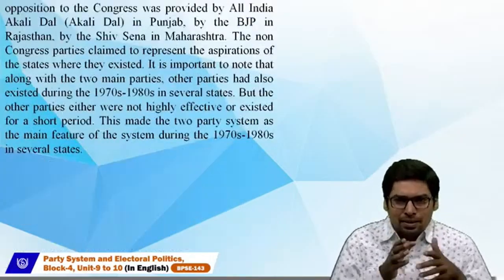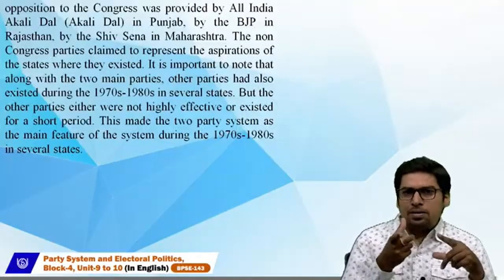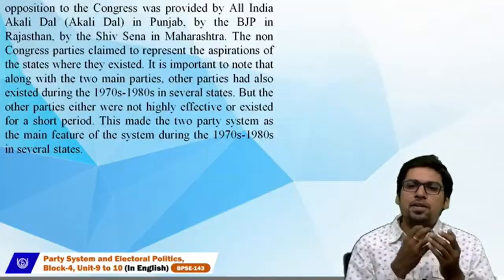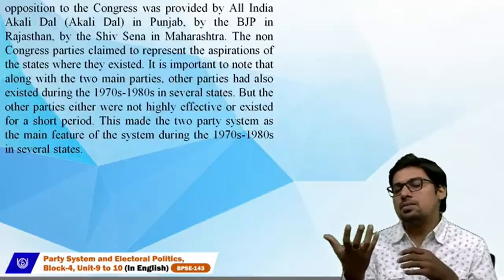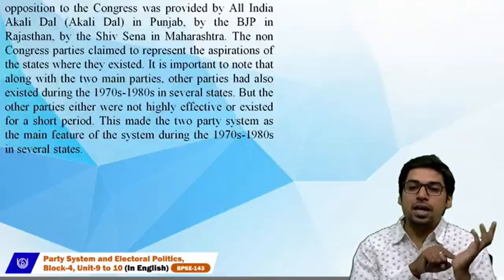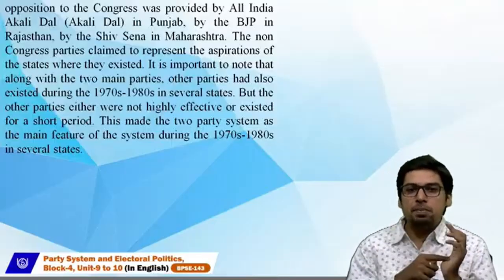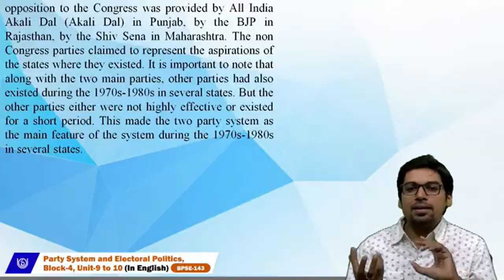We discussed in the slides, there is a biparty system, we can say a two-party system. The Shiv Sena in Maharashtra, the BJP in Rajasthan, the Akali Dal in Punjab as opposition parties, and so on.